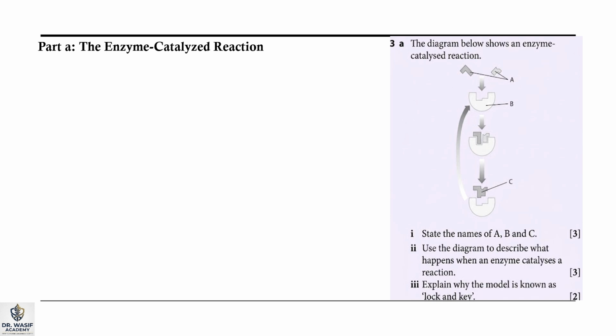First of all, I took this question from your book. In your book you can find this question: the diagram below shows an enzyme-catalyzed reaction. This is the diagram, and here are three questions. First, state the names of A, B and C. The second question is, use the diagram to describe what happens when an enzyme catalyzes a reaction. And the third question is, explain why this model is known as the lock and key model. We shall discuss these questions one by one.